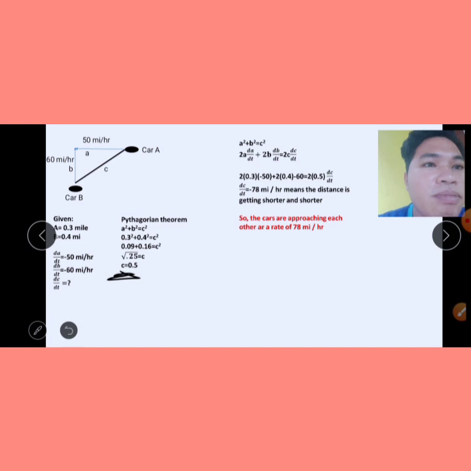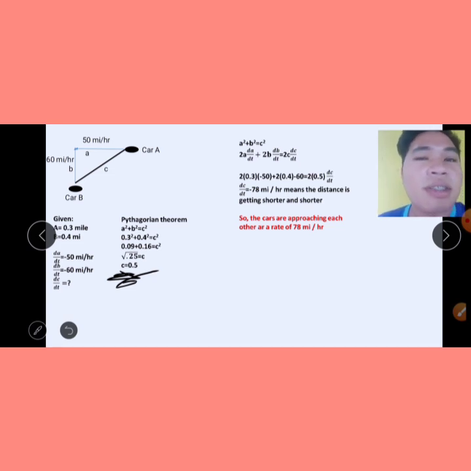By the use of the Pythagorean theorem, a squared plus b squared equals c squared. So 2a dA/dt plus 2b dB/dt equals 2c dc/dt. Substitute the value of a, which is 0.3, times dA/dt, which is negative 50, plus 2 times the value of b, which is 0.4, times dB/dt, which is negative 60, equals 2 times the value of c, which is 0.5, times the missing dc/dt. So I'm going to solve. All in all, dc/dt equals negative 78 miles per hour.